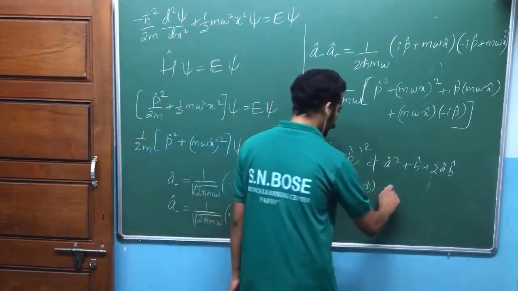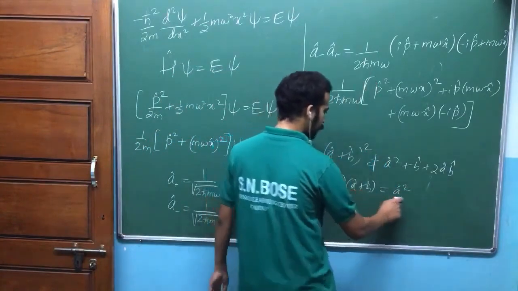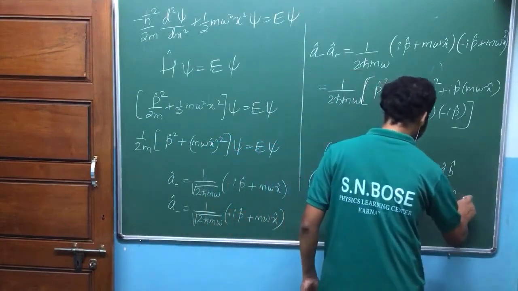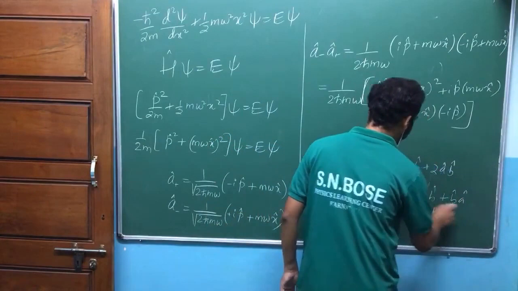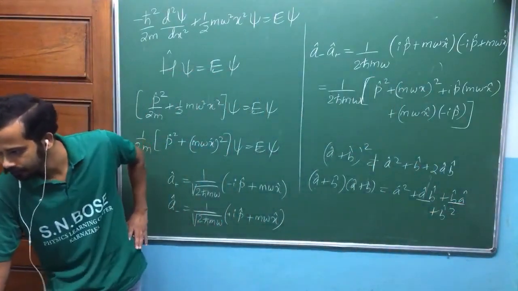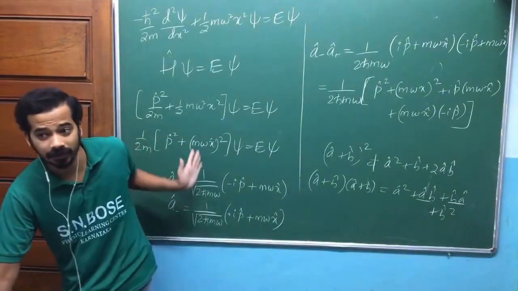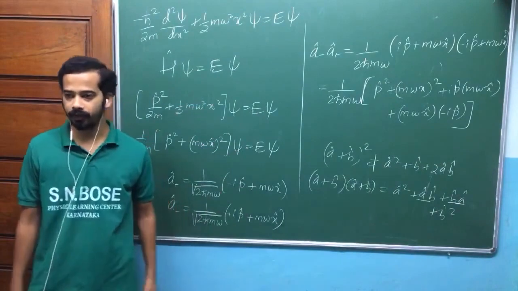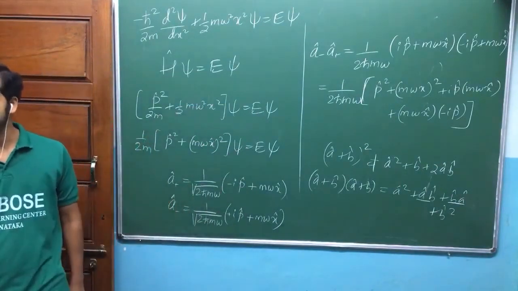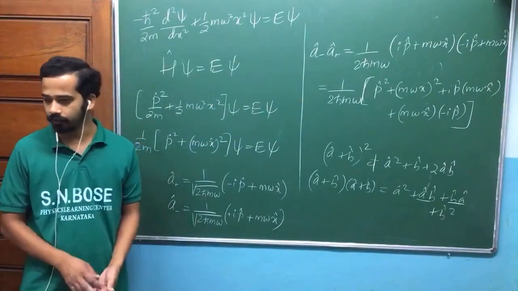Operator multiplication. Okay. That is equal to a cap square, a cap into b cap, b cap into a cap, plus b cap square. These two need not be equal. That's what I'm saying. Is that okay? Those two need not be equal because it's an operator. You are going to operate it on a function, and the order of operation does matter. If you reverse the order, you may get a different outcome.